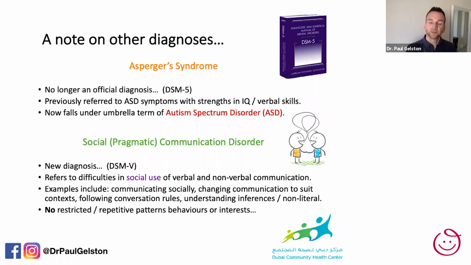But in the past, this referred to people who did have ASD symptoms. They did have the social difficulties, they might have had restricted or repetitive behaviours, but they generally didn't have any weaknesses in their IQ, and usually they had strengths in their IQ and in their verbal skills. And of course, some people who were diagnosed with Asperger's are welcome to continue using that term if that's what they prefer. But generally speaking, it would not be diagnosed as a new condition anymore in terms of new assessments and new diagnoses.